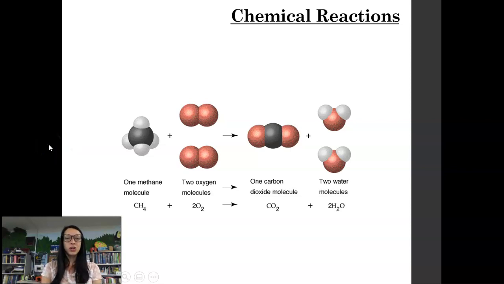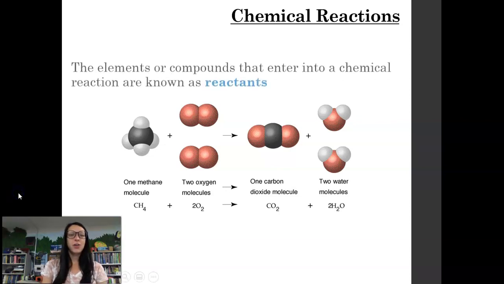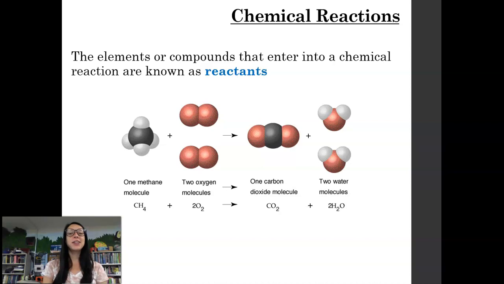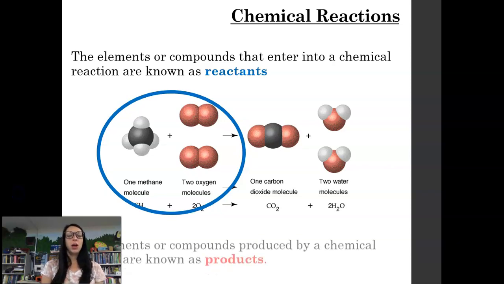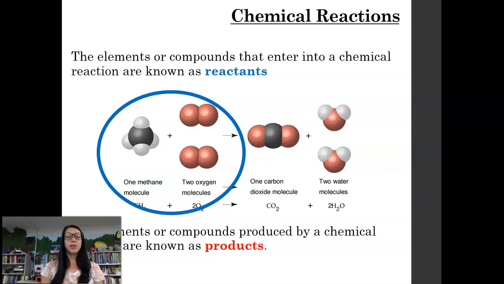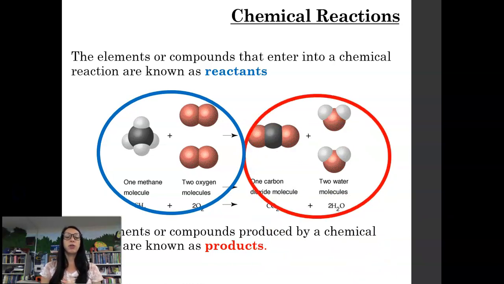Okay, so let's take a look at some chemical reactions, some vocabulary from last year. The elements or compounds that enter into the chemical reaction are known as the reactants. The reactants are those molecules found in the circle on the blue side, in this case one methane molecule and two oxygen molecules. Now, the elements or compounds that are produced by a chemical reaction are known as the products. In this case, they are represented by those under the red circle: one carbon dioxide molecule and two water molecules.